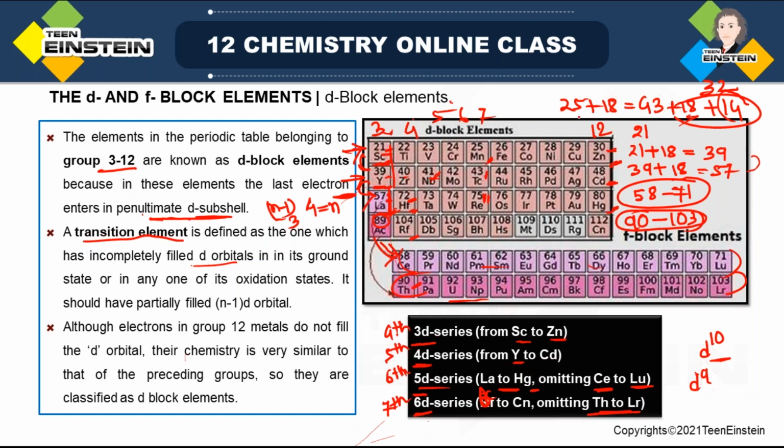So that is why this is actually not a transition element. So according to this logic, Zn, zinc, cadmium and mercury, these three should not be considered transition elements. But what happens? Although in group 12, that means Zn, Cd, Hg, they do not fill the d orbital because it is already d10, their chemistry has similarity with the other members. So that is the reason they are also considered in the d block elements. Fine.